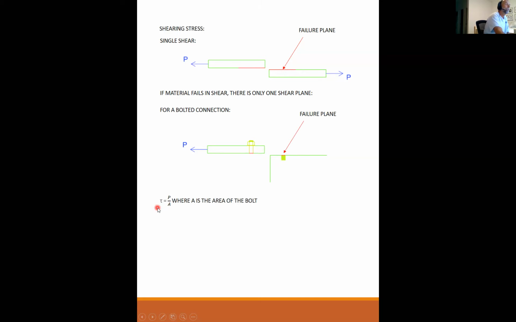And tau, remember tau is the shearing stress, is equal to P, the load, over the area of the bolt. So you just have one area of the bolt.